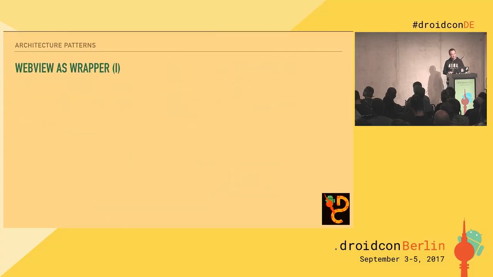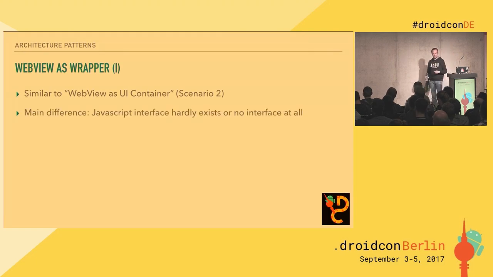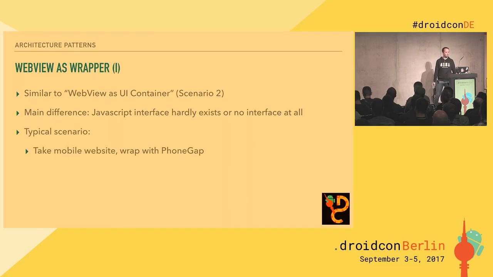And now, last case, web view as a wrapper, which is kind of the worst one. It's very similar to the previous scenario 2, but that JavaScript interface now hardly exists at all, or is not even there at all. Typical scenario is take your mobile website, wrap it in PhoneGap, and off you go.